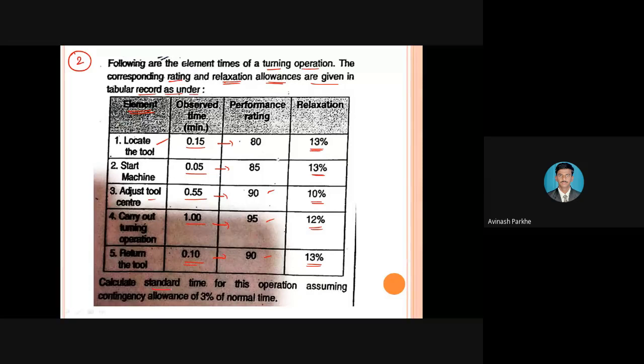Also, at the end, calculate the standard time for this operation, assuming contingency allowance of 3% of normal time. At the end, once again, 3% extra contingency allowance is given on total normal time. This 13, 13, 10, 12, 13 relaxation allowance is given for each and every element. But one more 3% allowance is given on total normal time. So how to solve that particular numerical?